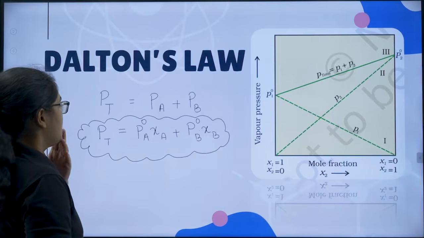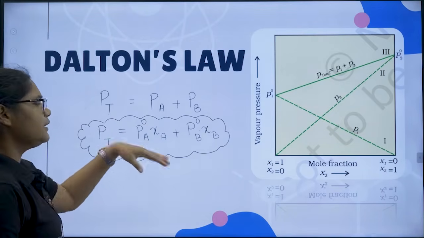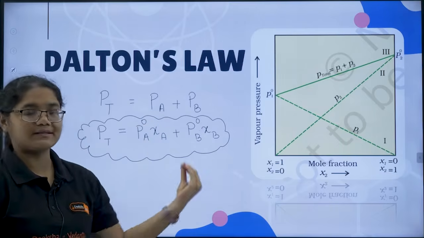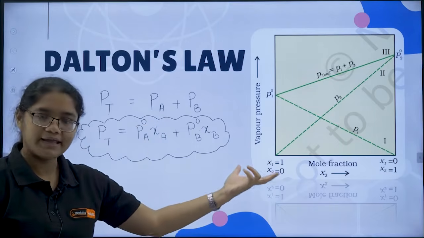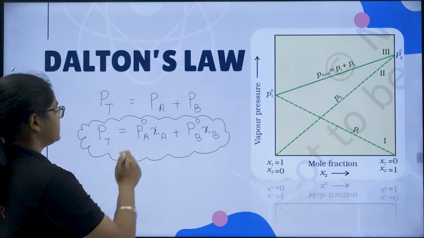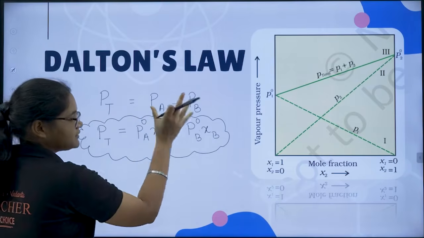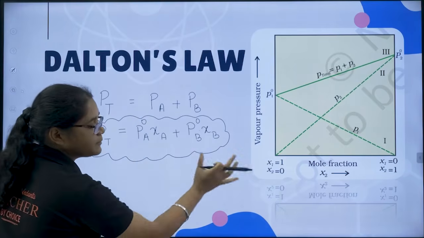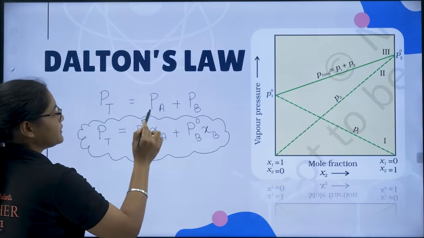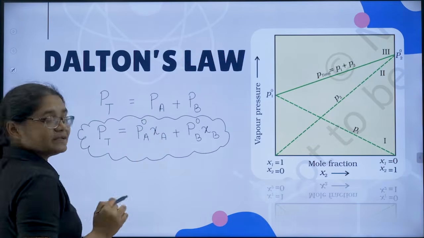Is this clear? Okay, so now if there is a third component, P naught A XA plus P naught B XB plus P naught C XC. So Dalton's law is this one. Dalton says that if there is vapor pressure of A also, vapor pressure of B also, then the total pressure will be equal to PA plus PB.